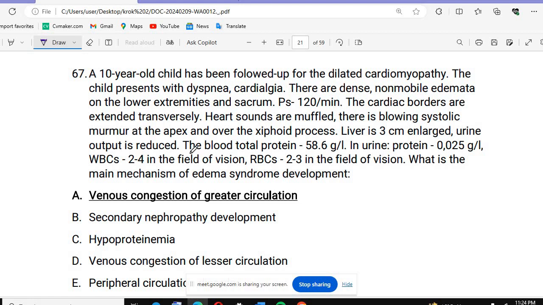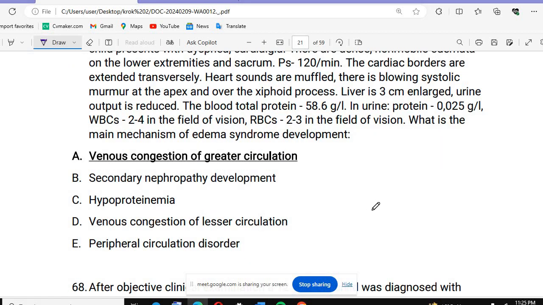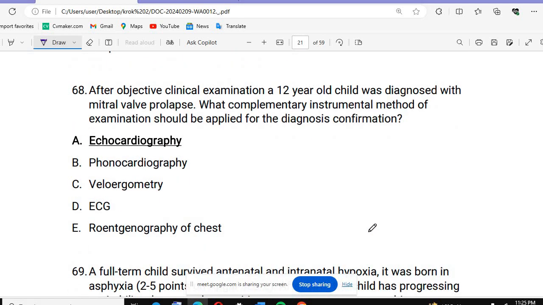A 10-year-old child has been followed up for dilated cardiomyopathy. Let's leave this question for now, because we need to discuss dilated cardiomyopathy tomorrow. We will discuss all about cardiology and cardiac pathology tomorrow, like congestion and hyperemia, everything in one go. Then we will take the next question.